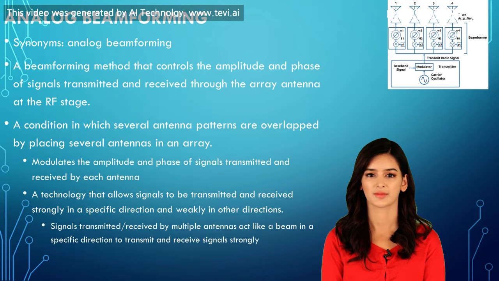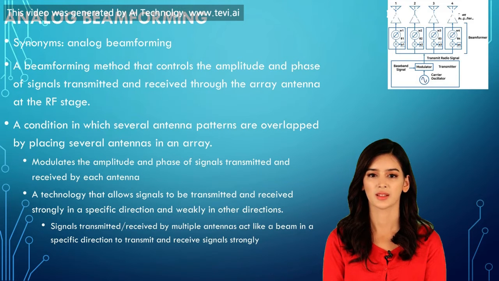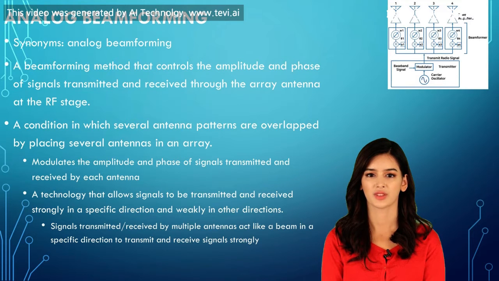Analog beamforming. The synonym is called analog beamforming, and it is a beamforming method that controls the amplitude and phase of signals transmitted and received through the array antenna at their stage. This technology modulates the amplitude and phase of the signal transmitted and received through each antenna in a state in which several antenna patterns are overlapped in the form of an array of antennas so that transmission and reception are strong in a specific direction and weak in the other direction.